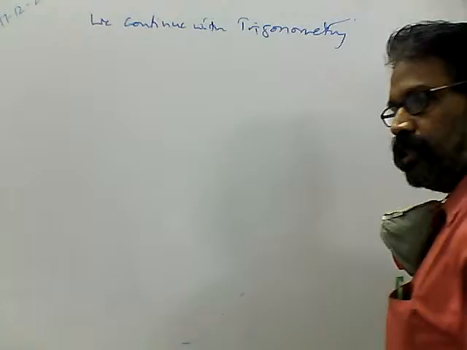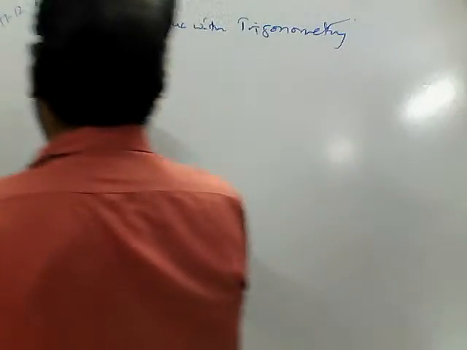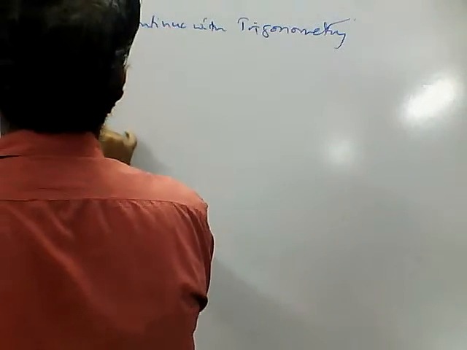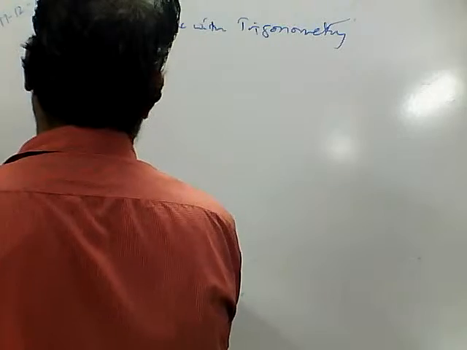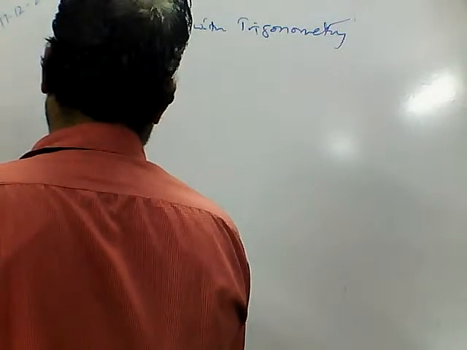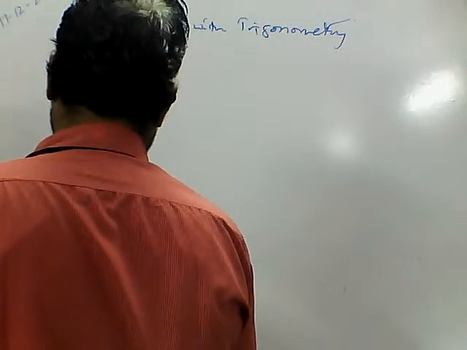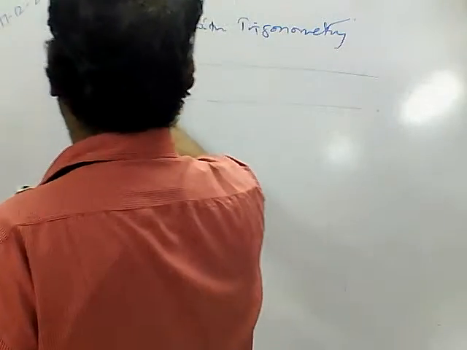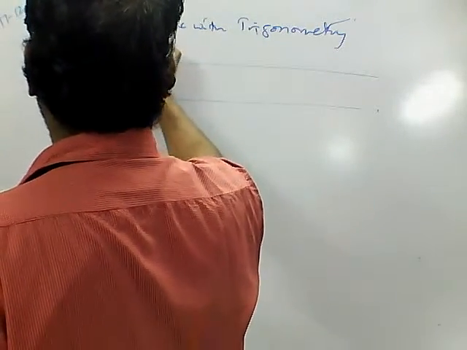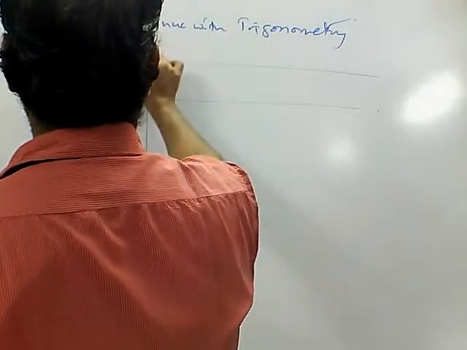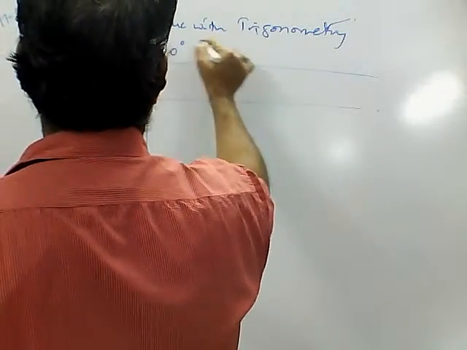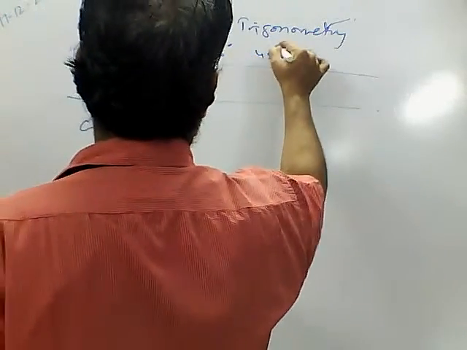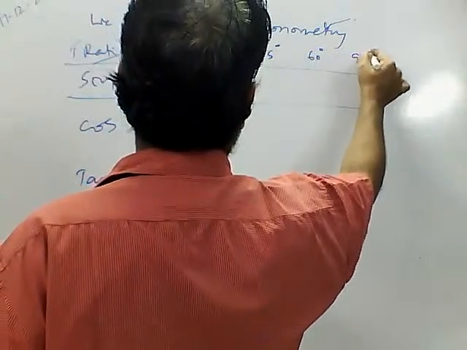Now we continue with trigonometry, right? So already we have discussed the trigonometric ratios: sine, cos, tan, cot, sec, and cosec. We make a tabulation of the ratio by angle: 0, 30, 45, 60, and 90 degrees.